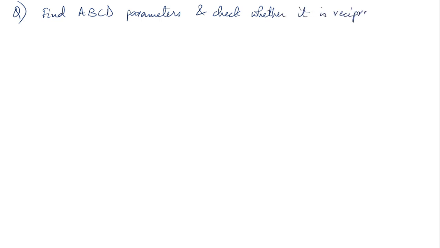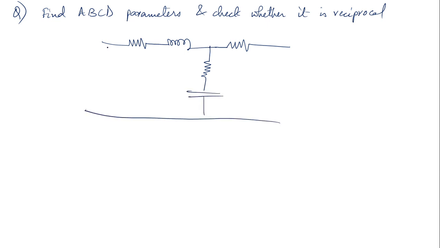We can find out the ABCD parameters and check whether the network is reciprocal. I will just draw the figure over here. I'm not going to solve the problem. You can do it on your own. I will just tell the answers that you will be getting. It is a simple problem if you have gone through the two-port network.